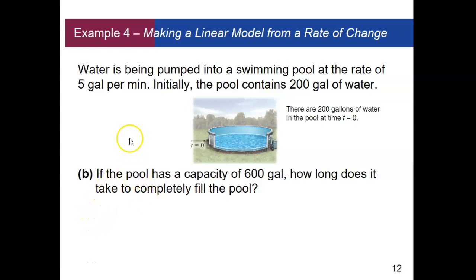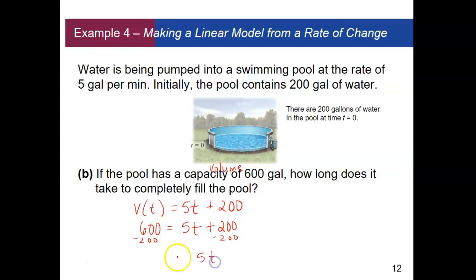So working with the same problem here, we found that our model was V of t equals 5t plus 200. So on this one, the pool has a capacity of 600 gallons, so that's telling me my volume. So I'm going to put 600 here for the volume. And then I'll just solve for the time.